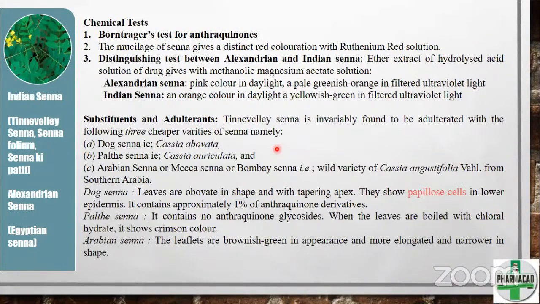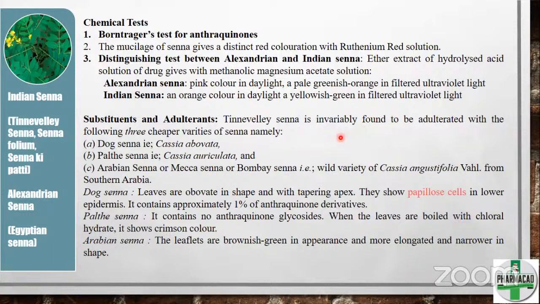Now, when you see the distinct chemical tests, Borntrager's I have already mentioned. Besides that, mucilage of senna will give a distinct red coloration with ruthenium red solution. What is the distinguishing test between Alexandrian and Indian senna? When the ether extract is hydrolyzed with methanolic magnesium acetate solution, Alexandrian senna will give pink color in daylight and pale greenish orange in filtered UV light, whereas Indian senna will give orange color in daylight and yellowish green in filtered UV light.